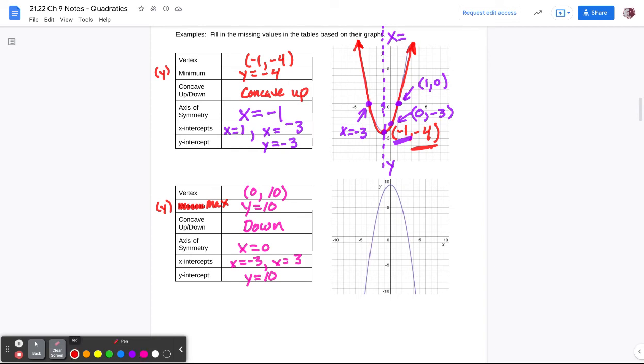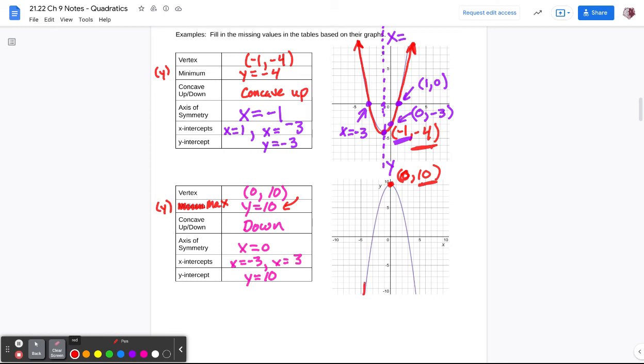Okay, I have my table filled in for you. I'm going to talk you through how I came up with those answers. Our vertex is 0, 10. That's the point at the top of our parabola here. That x-coordinate is 0 because the point is on the y-axis. We have a maximum value of y equals 10. We're looking at the y-coordinate of our vertex when we talk about a maximum or minimum.